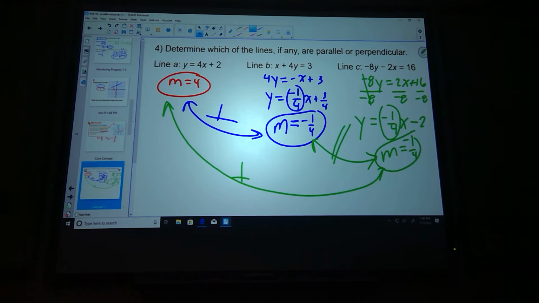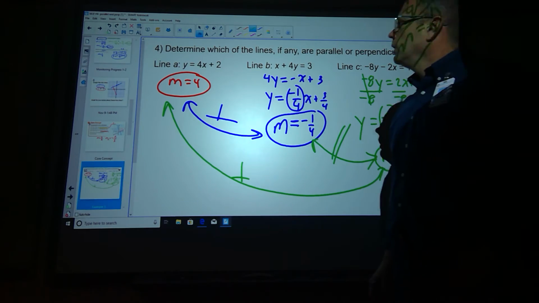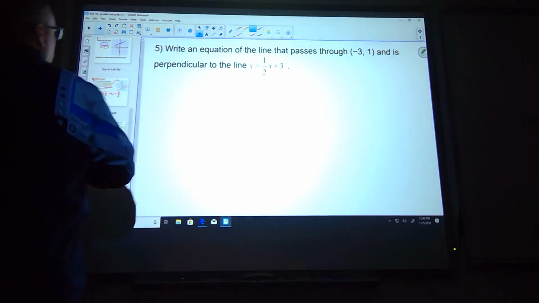How far am I in? You have a lot. You have 2 more pages left. Okay. I think we're okay. Everyone feel comfortable? Yes. All right.